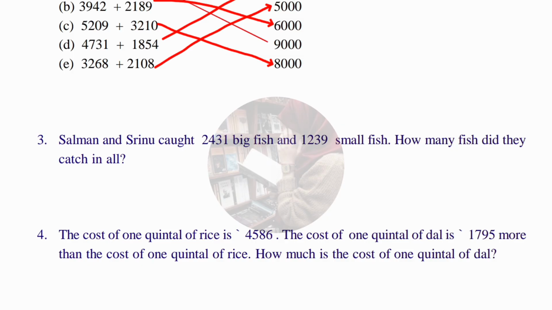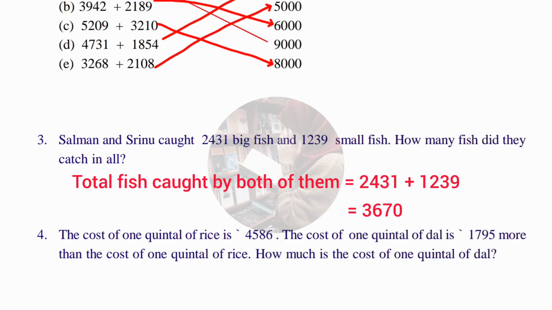Now what we have to do is count the total and say how much they have caught. Okay, let's see the answer. Total fish caught by both of them is 2431 plus 1239 is equal to 3670. Understood guys?